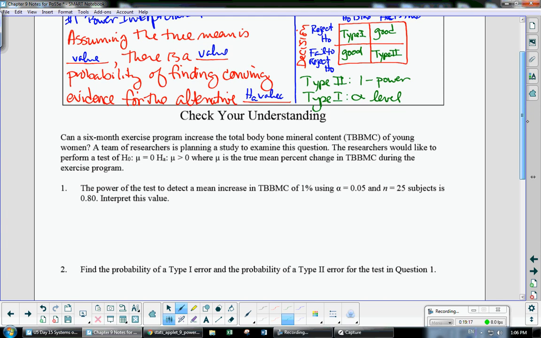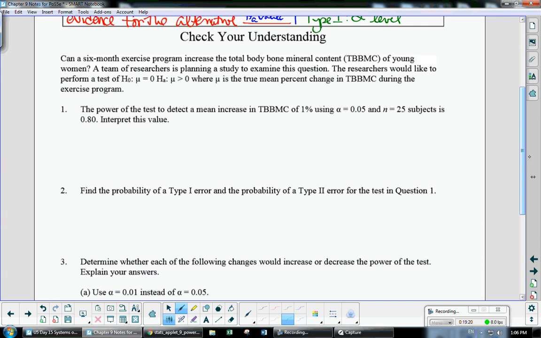But it's an interesting thing. Let's see, I've got 4 minutes. Let's see what we can get through. Can a 6-month exercise program increase the total body mineral content, TBBMC, for young women? A team of researchers are planning to study and examine this question. We have a null hypothesis and an alternative hypothesis. So we're saying, okay, let's assume that nothing happens, and we're going to have the alternative that something does happen. Mu is the true mean percentage change in the TBBMC. The power of the test to detect a mean increase of 1% using an alpha of 0.05 and n of 25 subjects is 80.